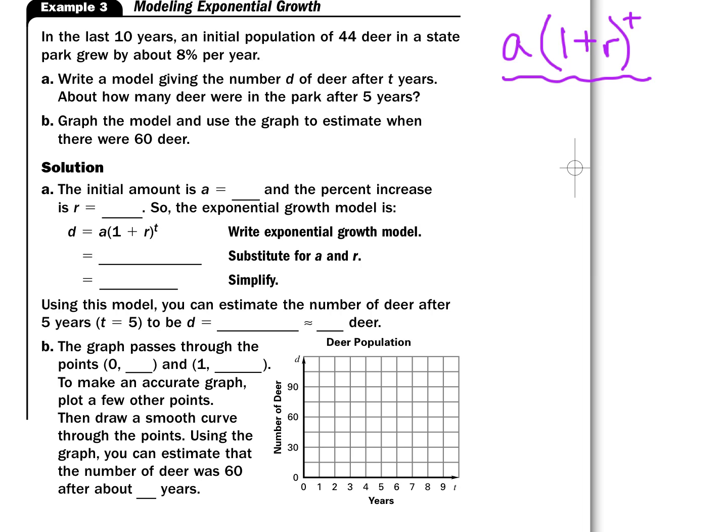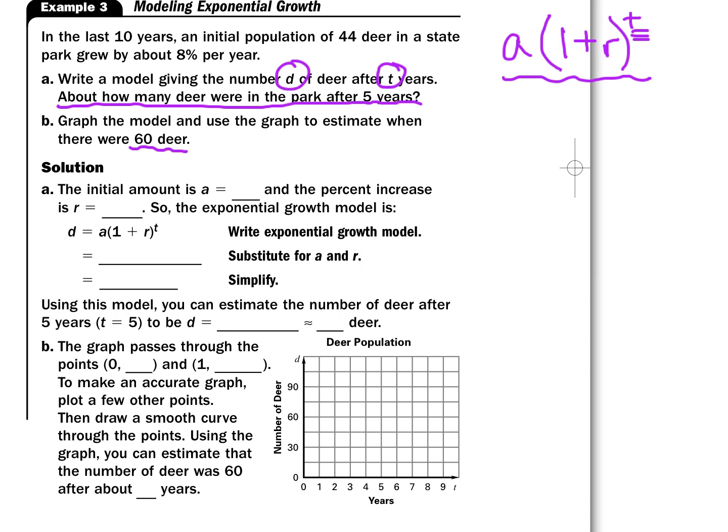So A says, write a model giving the number of deer after t years. So we're writing a generic model that is going to leave t as a variable so that we can plug in anything that we want. And then we're going to answer the question about how many deer were in the park after 5 years. Then we're going to graph the model and use the graph to estimate what year there were 60 deer.